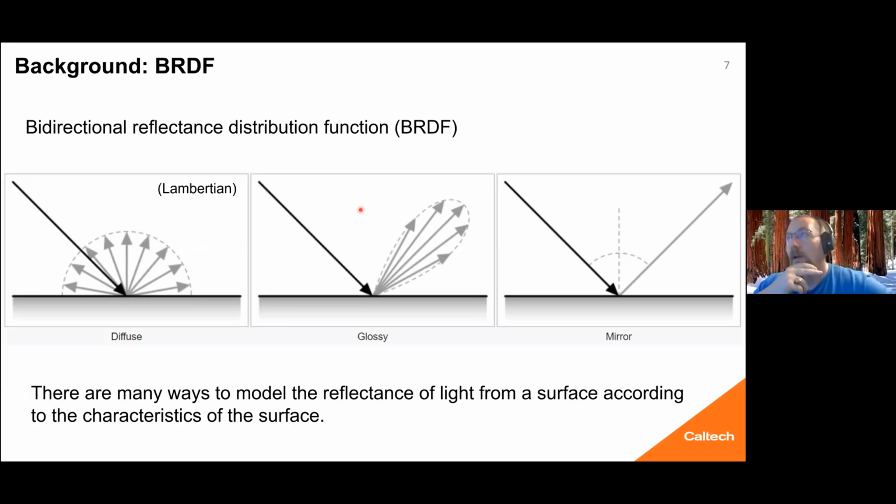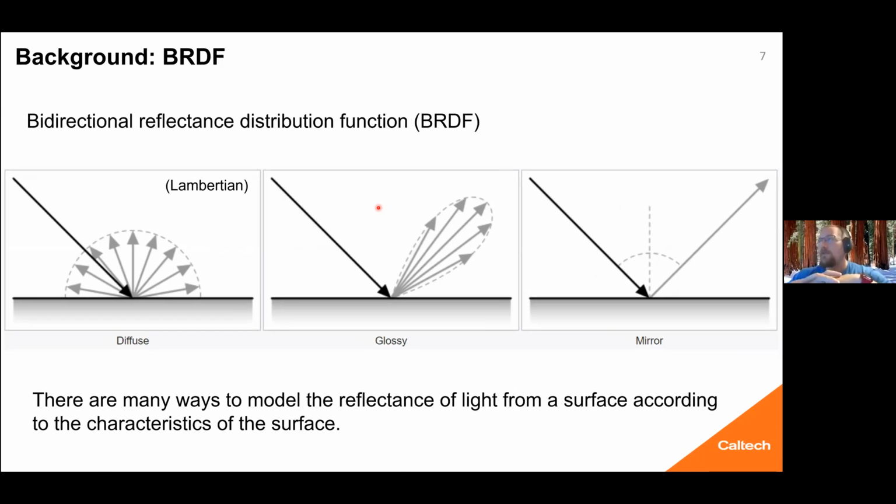So basically, BRDF is the bidirectional reflectance distribution function, and this is a mouthful. But basically, this is how we model the reflectance of light off of a surface. And so there's many different models. If you just go to Google or Wikipedia or something, you can find tens of these models. And essentially, it can be modeled in many different ways. But the three that I have here are general illustrations of how light might be reflected off of the surface.